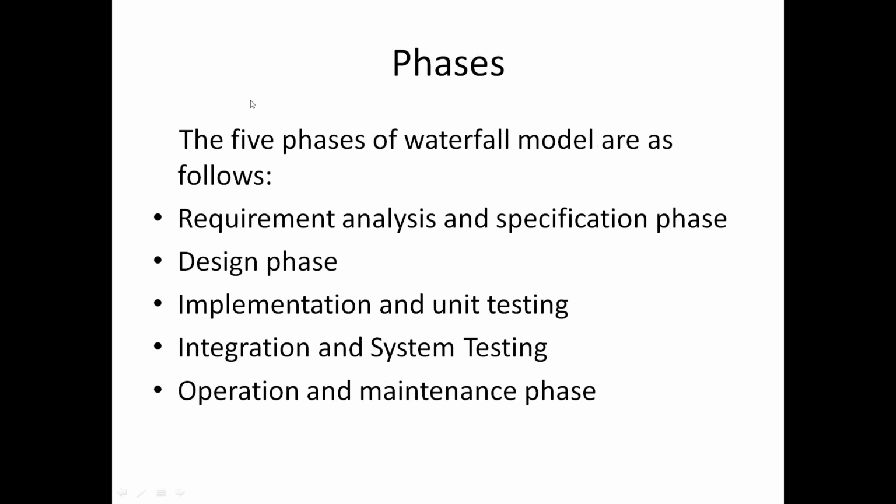So requirement analysis and specification describes what the system is to produce and not how. In this phase a large document called SRS, that is the software requirement specification document, is created, which contains a detailed description of what the system will do in a common language.